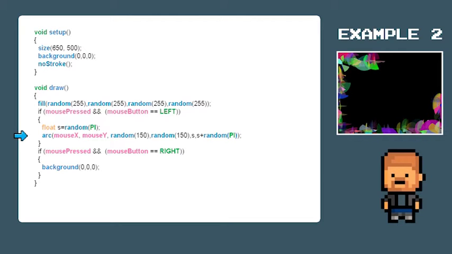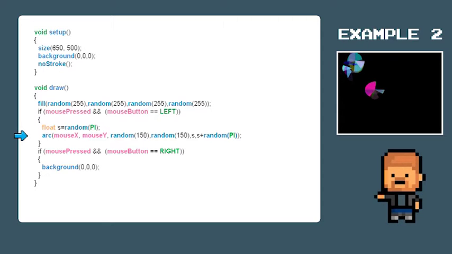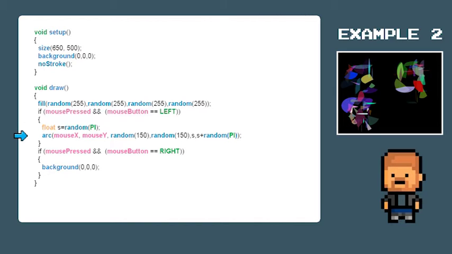The second line we're going to alter from our previous code. We're going to add two more parameters onto the end of it: an s and an s plus random(PI). The first s is the starting point of the arc that we're going to draw. The second, s plus random(PI), is the end of the arc that we're going to draw. This example will now draw us some arcs, which are parts of circles, starting at the s location and ending at the s plus random(PI) location.